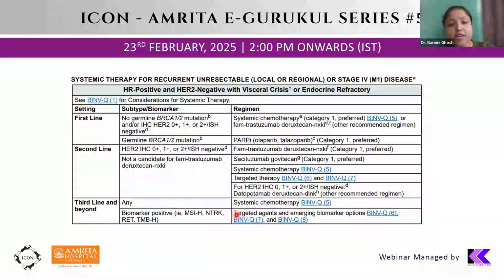Now, the systemic therapy and biomarker-directed therapy regimens are the same as I have already discussed previously. These are the same regimens like anthracyclines, taxanes, antimetabolites, etc., which are used in the TNBC setting, which are used in the hormone receptor positive setting. These are the same drugs.